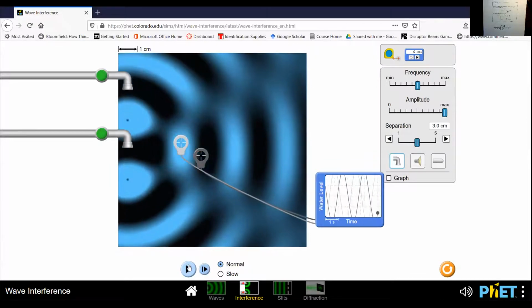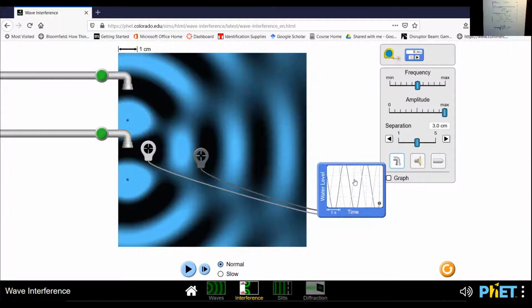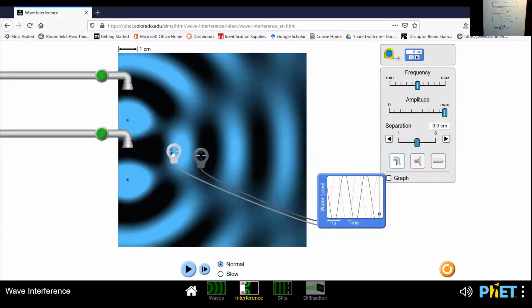What I'm going to do is pause this here. And what we notice is this detector here, if I come in the area where it's black, you can see as I move this along, I'm going negative, negative, negative to a minimum. And when I move here, I'm at a maximum. I'm brighter than I was before. So this is a region where the droplets from the first faucet and the droplets from the second faucet have now added together to a maximum.